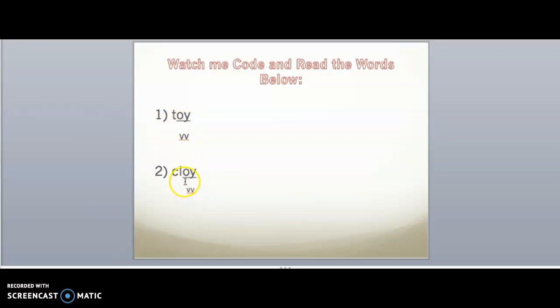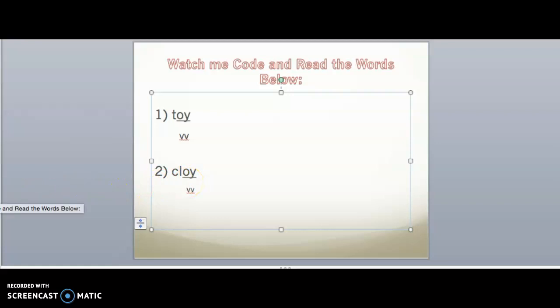Next one, I see my O. I see the Y. That's a vowel team. I underline the vowel team and I write two V's. Here I see a blend, so I scoop it up and I read it like this. Cloy, cloy.